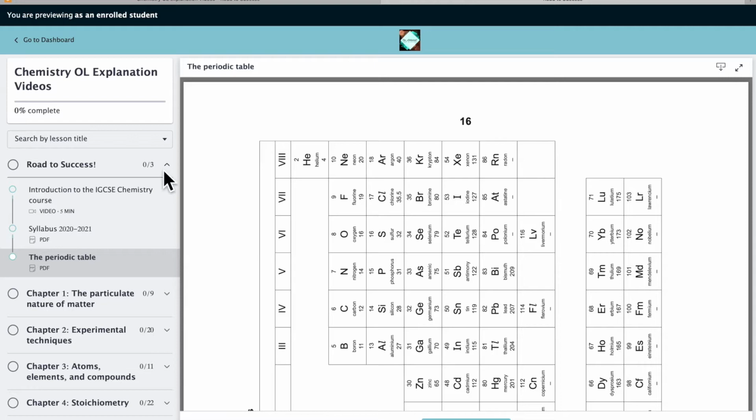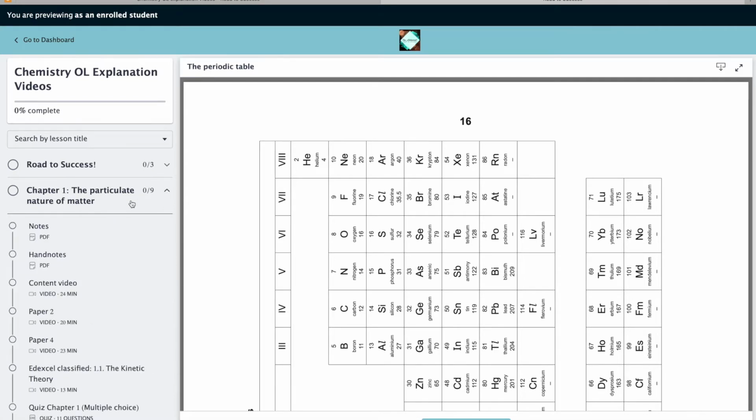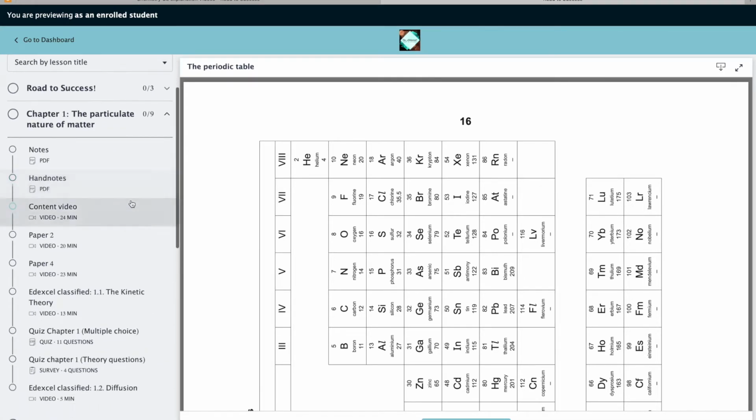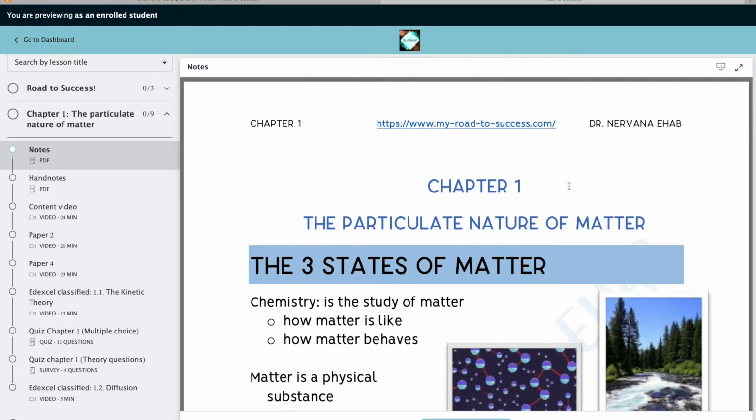I'm going to close this tab by clicking on this small arrow here and then go to chapter 1. So this is more information about chapter 1. The first lesson that you're going to find in each chapter is just the notes. So go ahead and download your notes by clicking on this download button. It will take you to a PDF folder. You can save it, print it, do whatever you want. I suggest that you print this document so that you can study from it.